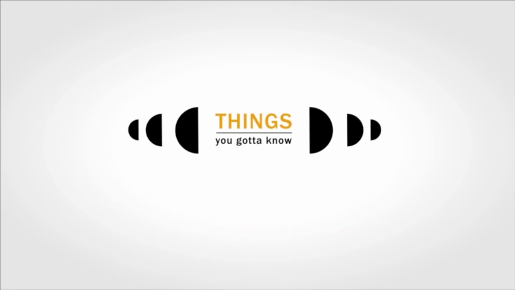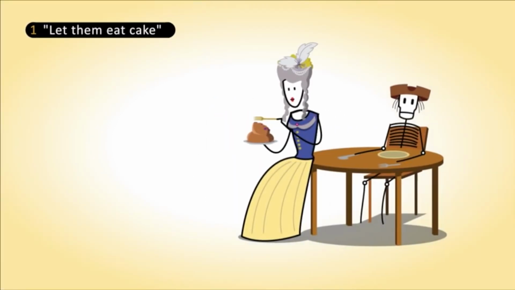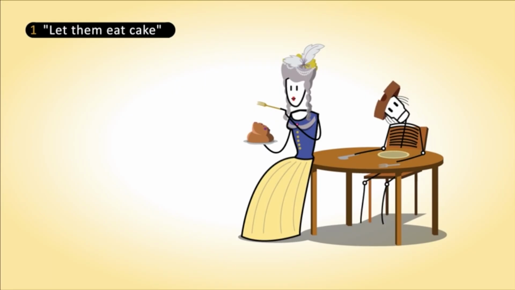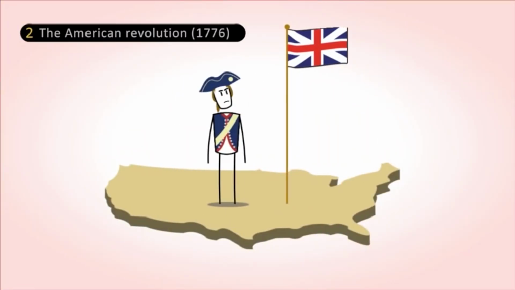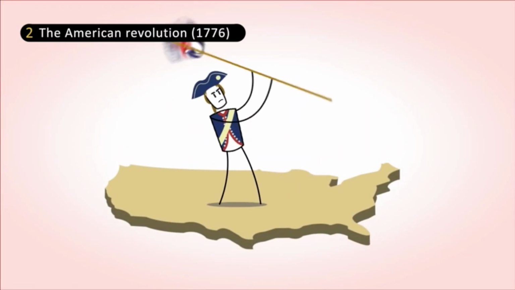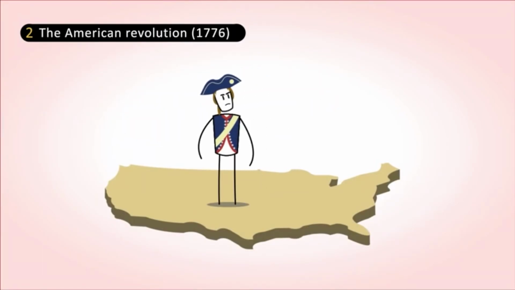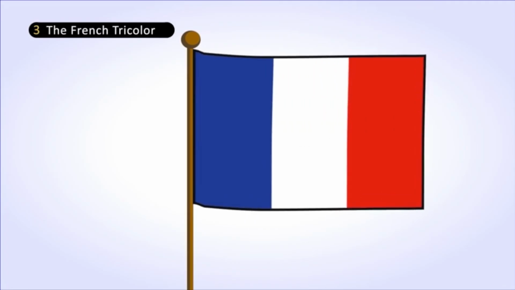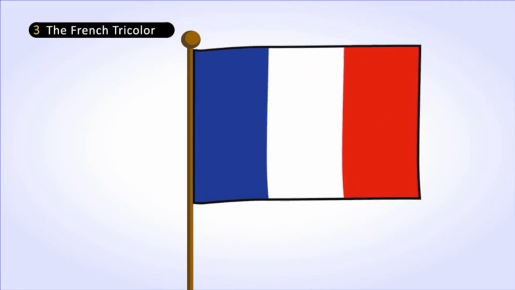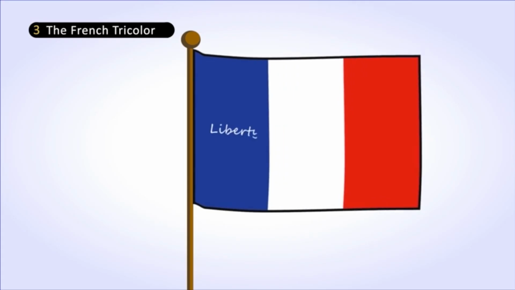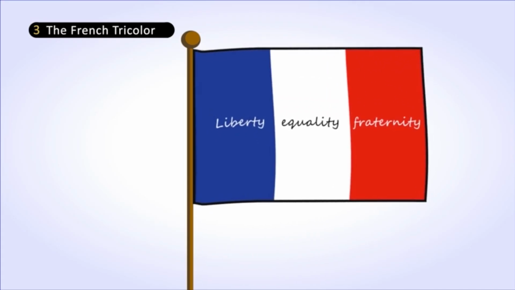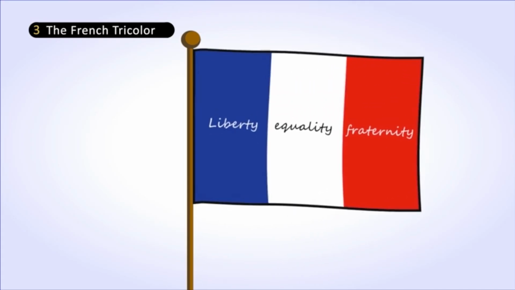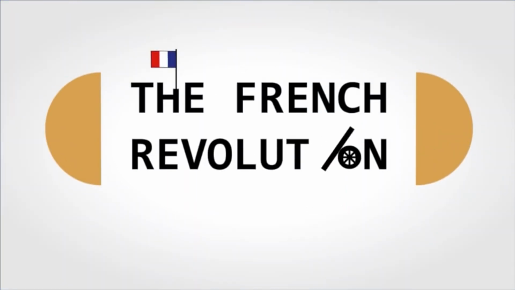Things you gotta know. Let them eat cake. Queen Marie Antoinette's supposed response upon learning that the poor peasants had no bread. The American Revolution was considered a major source of inspiration to the revolutionists in France. The French tricolor was formed during the Revolution. The ideals of liberty, equality, and fraternity associated with it were superimposed many years later.